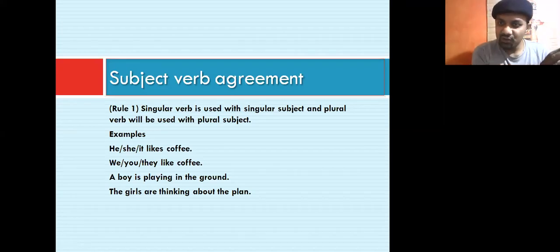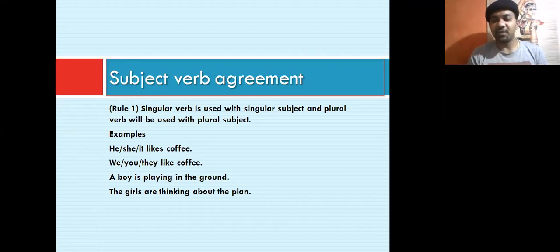Learning some rules shall help us to understand this better. So quickly go through some rules regarding subject-verb agreement. Rule number 1. Singular the subject, singular the verb, plural the subject, plural the verb.